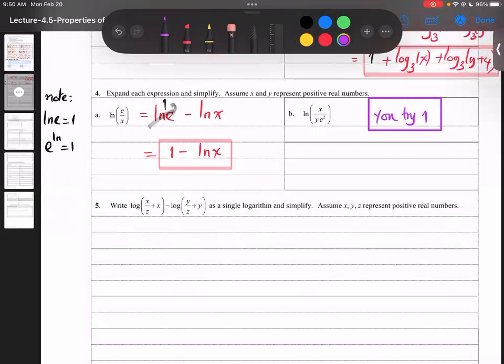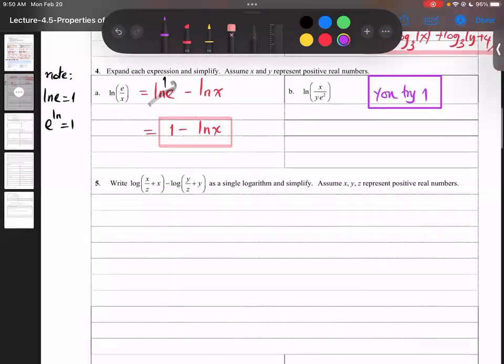Number 5 is a little bit more involved. What should I use first? What rule do I use first? Quotient, right? So we combine them into one. Very good, thank you both. So this is equal to log, it's log base 10, so we're not going to write the base, of x over z plus x, divided by y over z plus y.